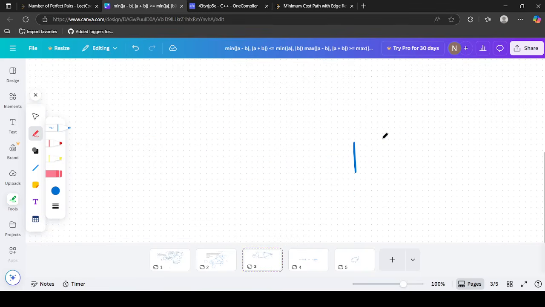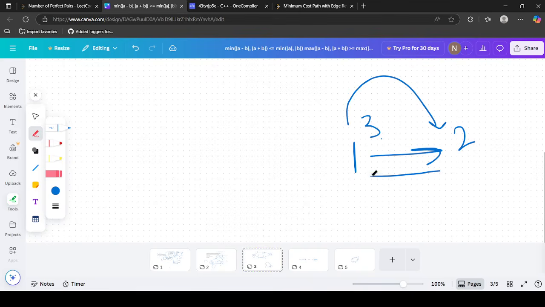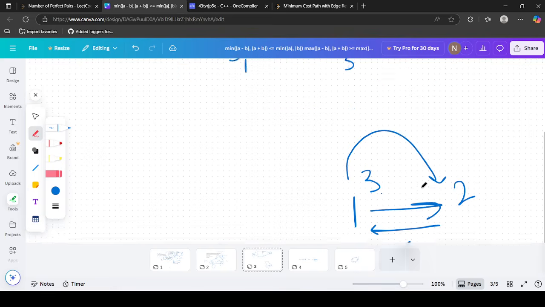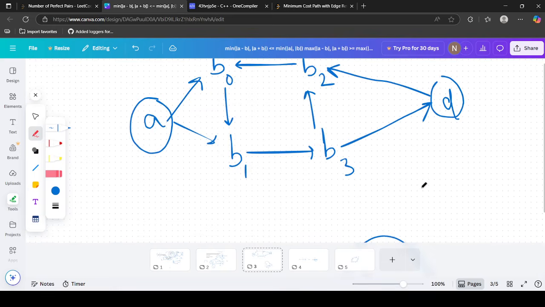So for example, if we have 1 and 2 and the cost is 3, we can traverse from 1 to 2 with a cost of 3, or we can traverse from 2 to 1 with a cost of 6 also. So we have another choice also here. So we cannot directly do plain Dijkstra here.